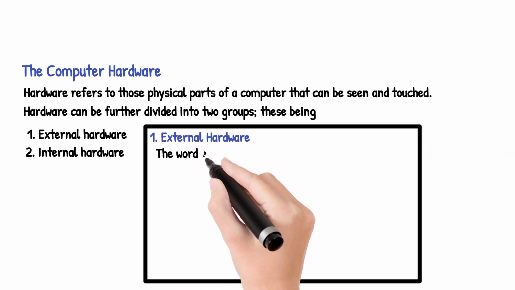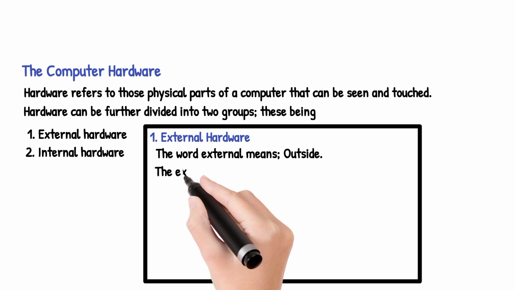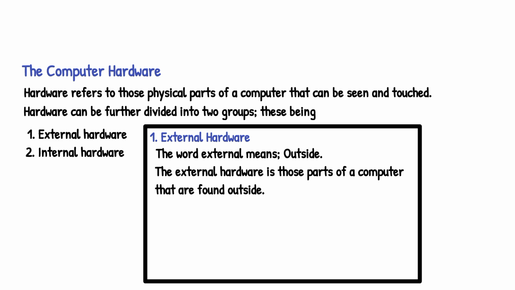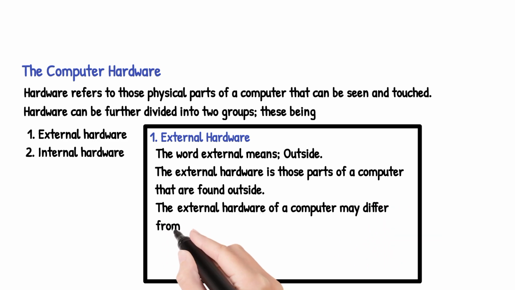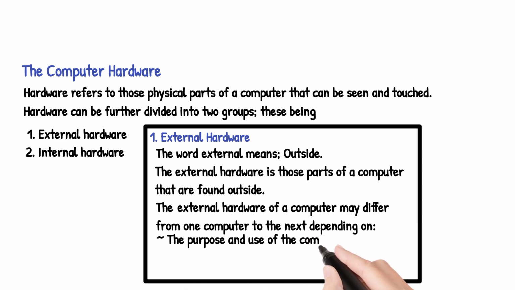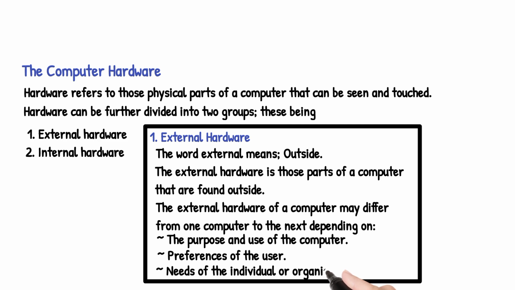The word external means outside. So, when we say external hardware, we mean those parts of a computer that are found outside. The external hardware of a computer may differ from one computer to the next depending on the following things. Number one, depending on the purpose and the use of a computer. Number two, depending on the preferences of the user. Number three, depending on the needs of the individual who owns the computer or the organization.